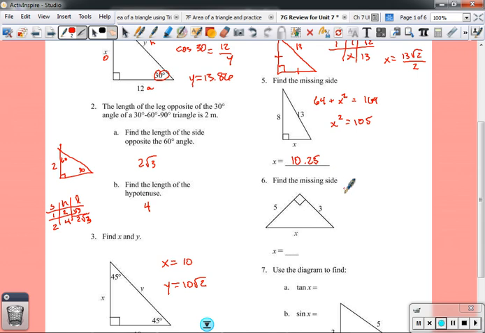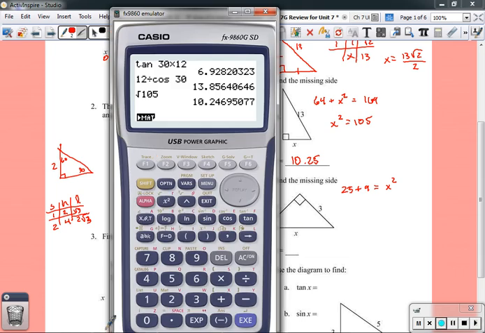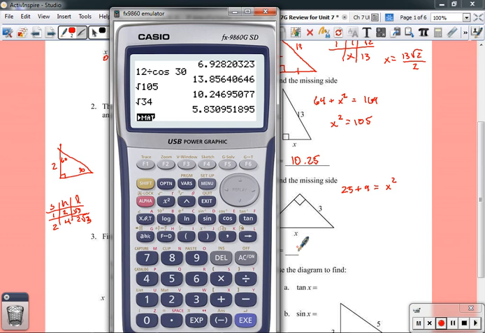Again, another Pythagorean theorem problem. So this is a squared plus b squared equals c squared. So the square root of 34 is 5.83.